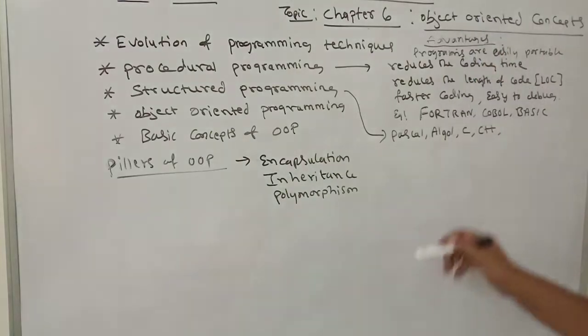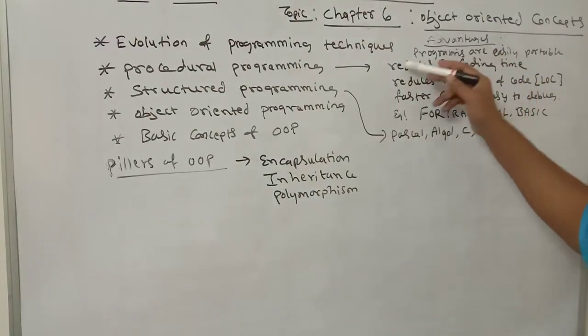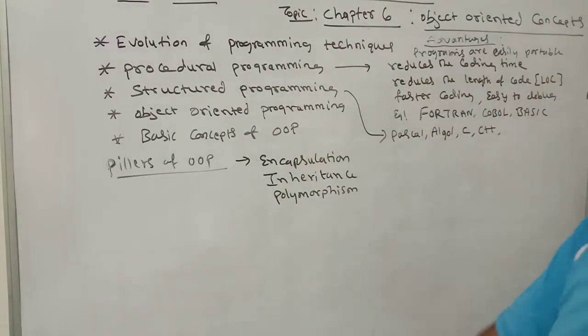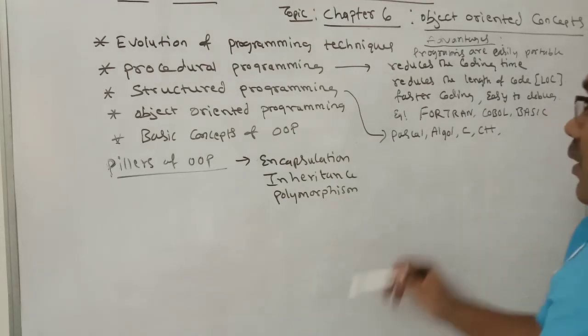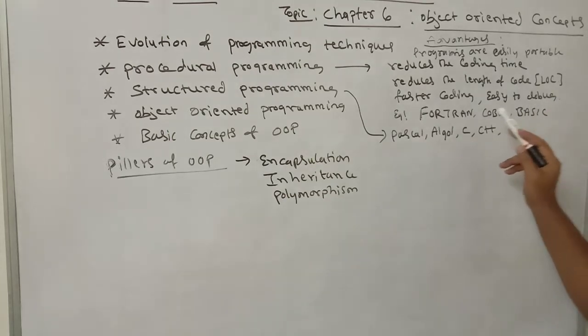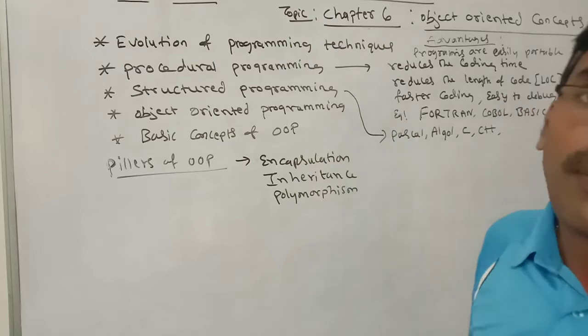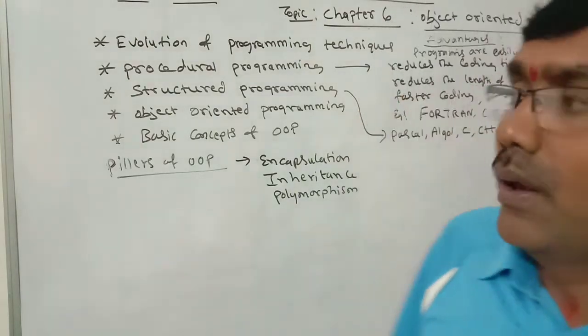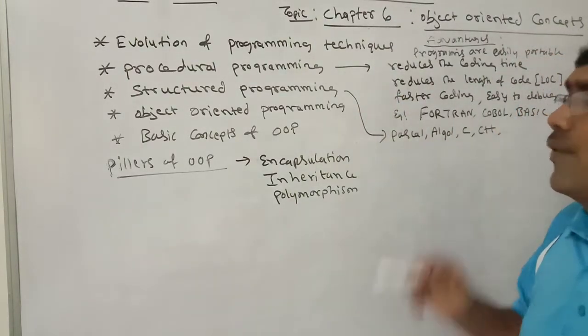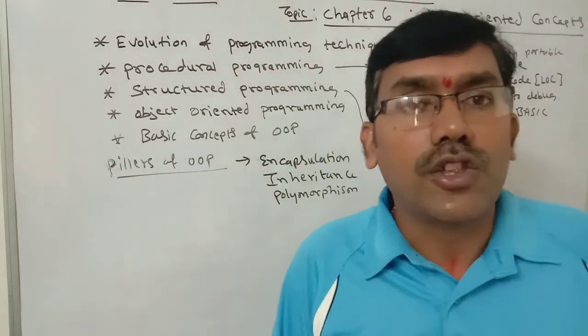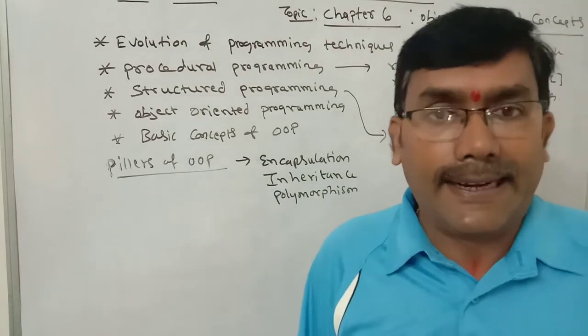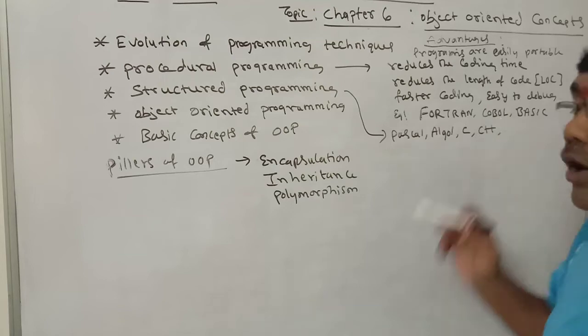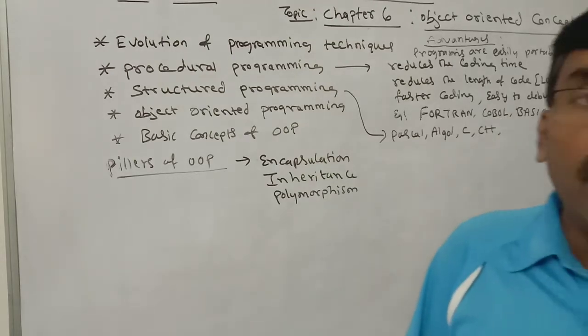Okay, see. Then which are all the procedural programming languages? Some of the high level languages called Fortran, COBOL and BASIC use the procedural programming. Okay, so we already told about the full forms. Fortran, formula translation or formula translator. Next, COBOL, common business oriented language.